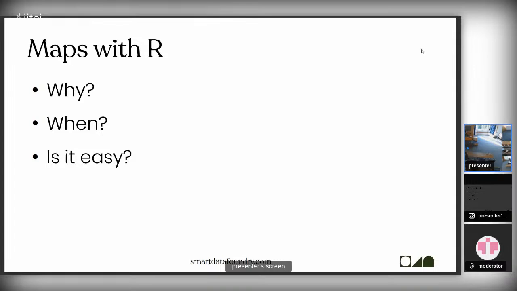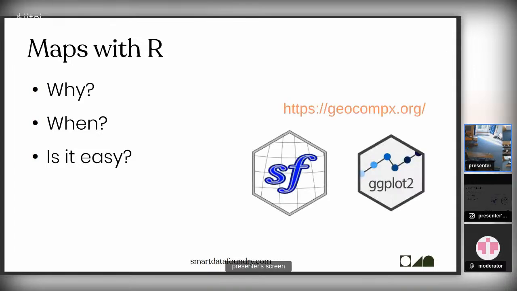And is it easy? I mean, I think so, but I guess you'd be the judge. So the geocomputation website has got loads of great resources in R and Python, often in little toggle switches. You click on the switch, you see the code in R; click on the switch and it shows you the code in Python to generate the same output.